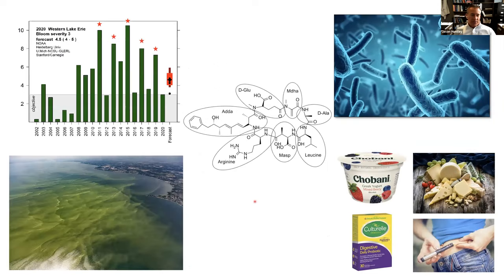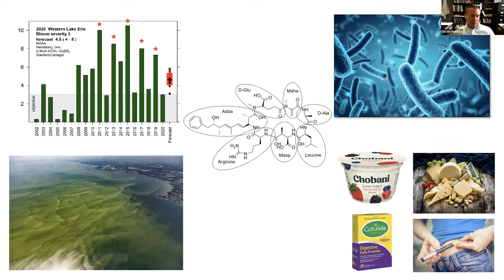So let's put everything together. I've kind of set the stage: harmful algal blooms are not going away. Some years are worse than others, and we don't know what the future is. Harmful algal blooms are cyanobacteria, photosynthesizing bacteria that produce this molecule I showed you, a toxin, which is basically seven amino acids.